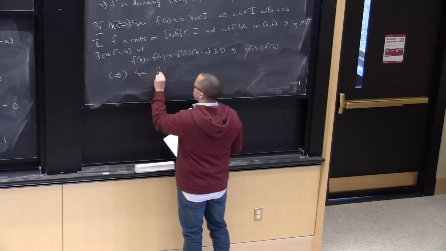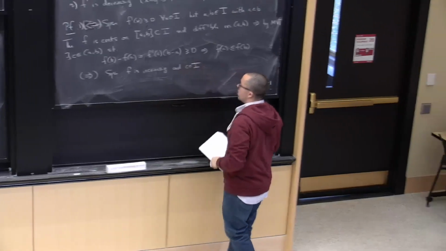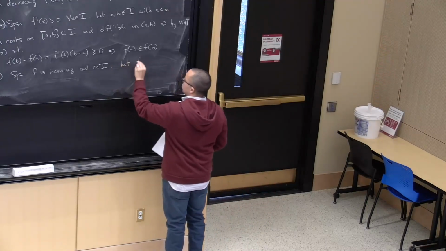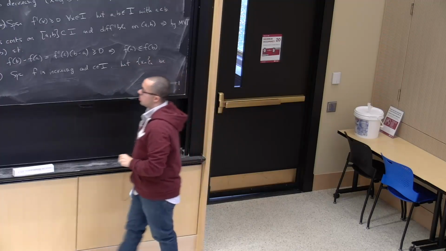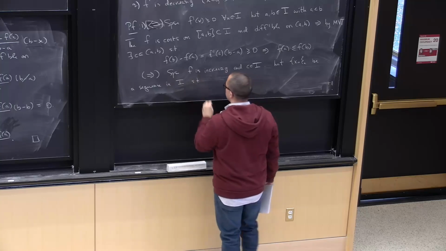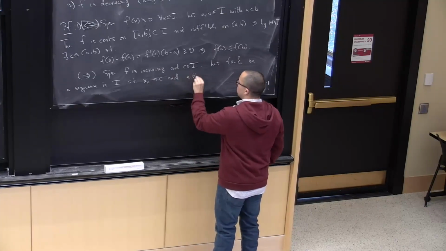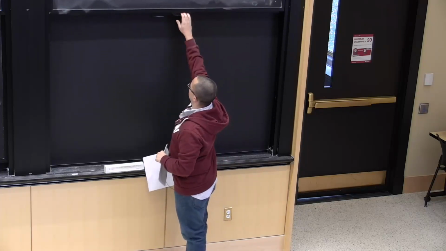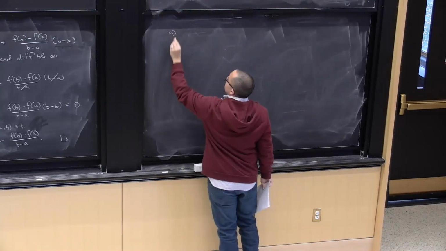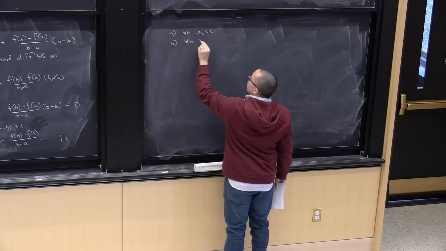So suppose f is increasing, and c is in I. Let xn be a sequence in I such that xn converges to c, and one of two things holds: either A, for all n, xn is less than c, or B, for all n, xn is bigger than c.